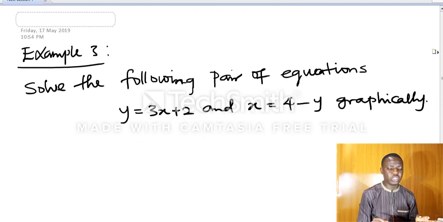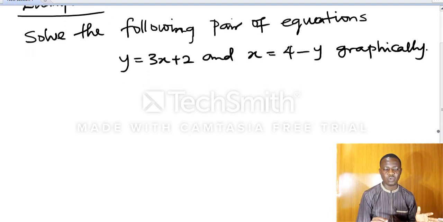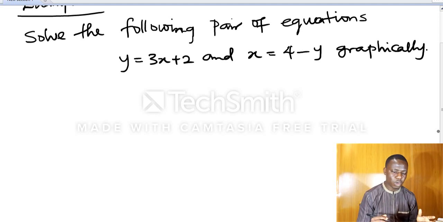Question 3 says we should solve the following pair of equations: y is equal to 3x plus 2 and x is equal to 4 minus y graphically. Now, in solving these equations graphically, what you're expected to do, first and foremost, is to draw a table of values for both equations and thereafter plot them simultaneously. You choose your intervals, and you ensure that your intervals are such that they will give you the required points necessary.